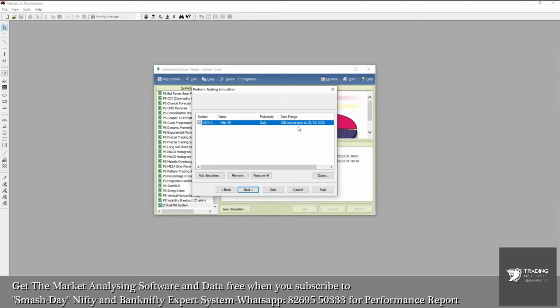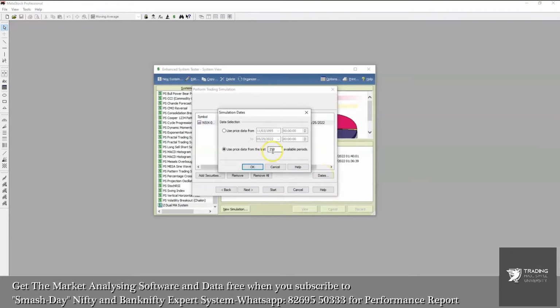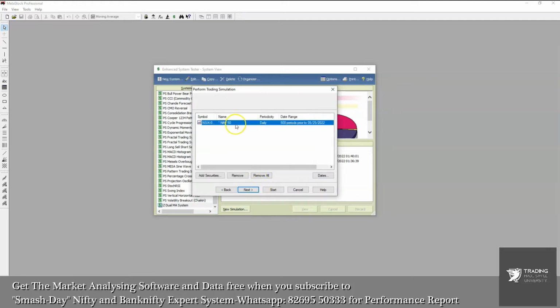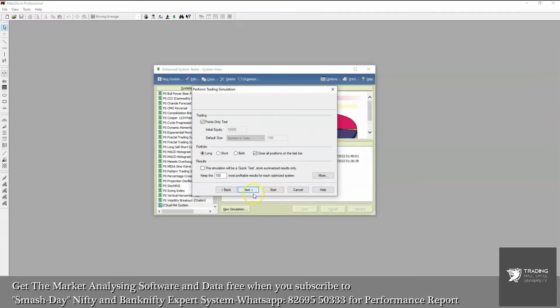Now just for the sake of example, let us do some playing around with this, and let us make it bigger. Suppose 2 years worth of data, suppose 500, right? So it will run its test on 2 years worth of data, approximately 500 candles. I did this just to show you how to change the number of bars. Okay, and we are back to this. Now it is showing 500 periods. We are going next.